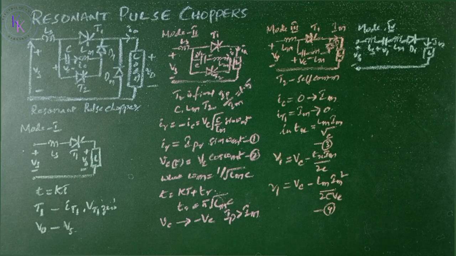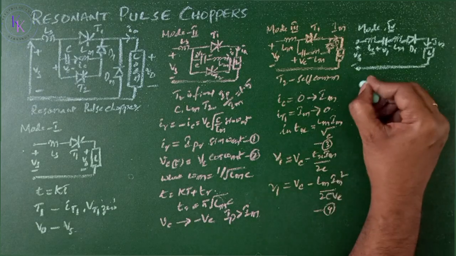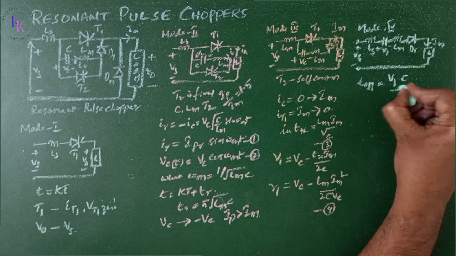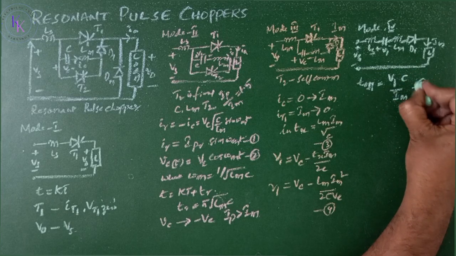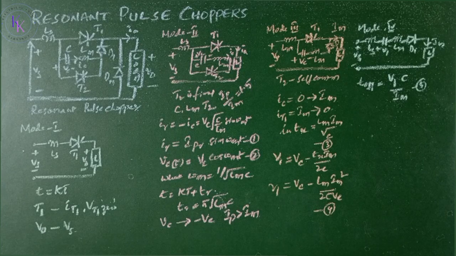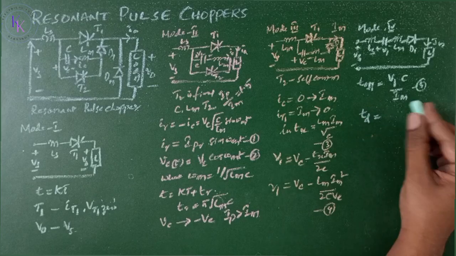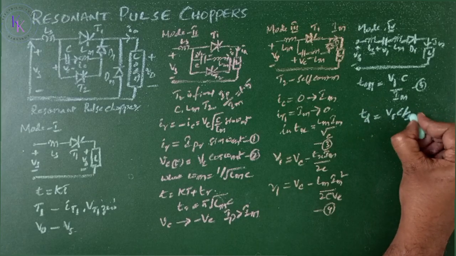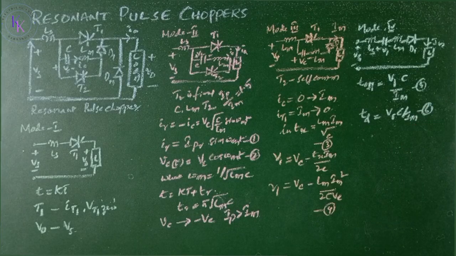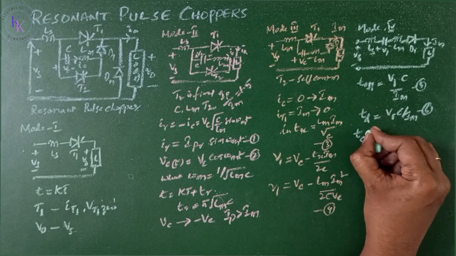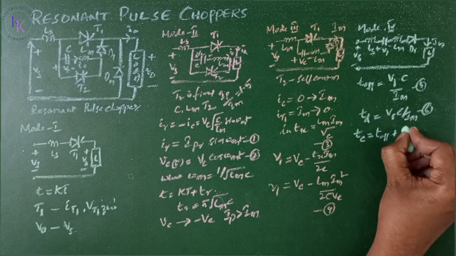Mode 4 begins when the current through the thyristor T1 falls to 0 and the capacitor continues to discharge through the load at a rate determined by the peak load current. Then the available turn-off time Toff equals V1, the voltage across the capacitor C, divided by Im. Let it be 5. Now the time required for the capacitor to recharge to the supply voltage Vs is given by Td equals Vs C by Im. Let this be 6. Now the total time to discharge and recharge to the supply voltage from V1 to Vs is the commutation time Tc equals Toff plus Td.